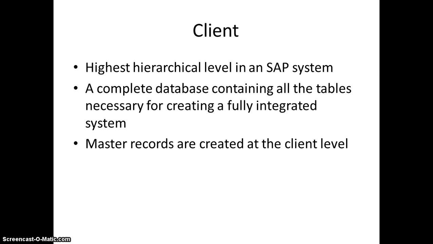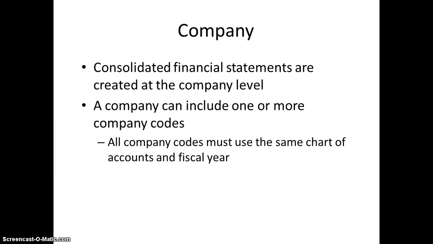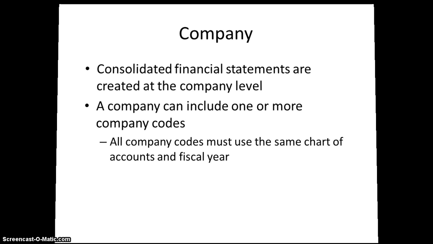The client is the highest level of hierarchy. Let's say I have taken the example of BMW. Normally when we say who is your client, BMW is our client. Okay. Now what is a company? A company is something like BMW International, which is a registered company or global company. It's a group. A group is called a company, and the consolidated financial statements are created at the company level.